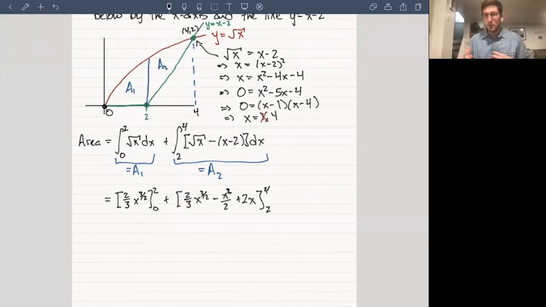Now, I'm going to leave you to do the algebra on your own here. You're essentially just plugging in the upper bound and subtracting it from the lower bound in each term. But in this case, you get a total area of 10 over 3. So you have an answer. If you're following along, try and do this on your own and make sure that you get exactly that answer.